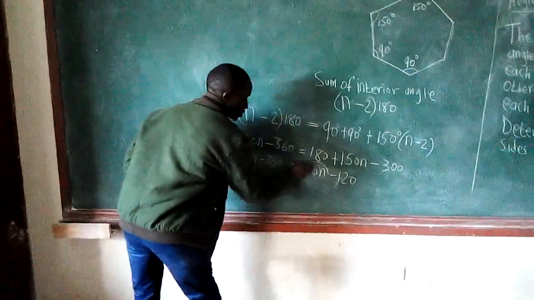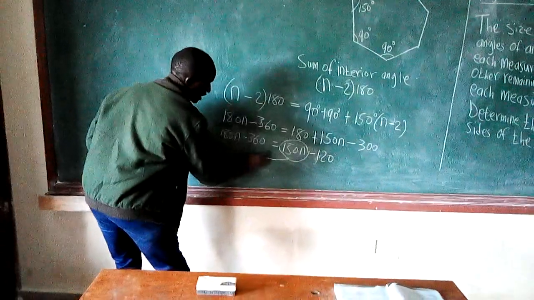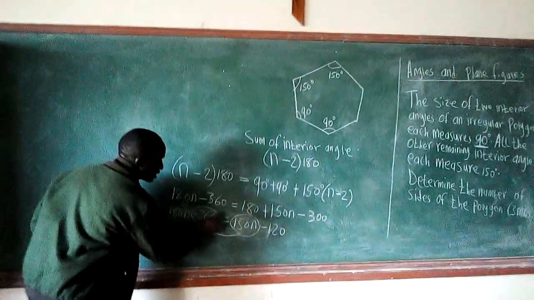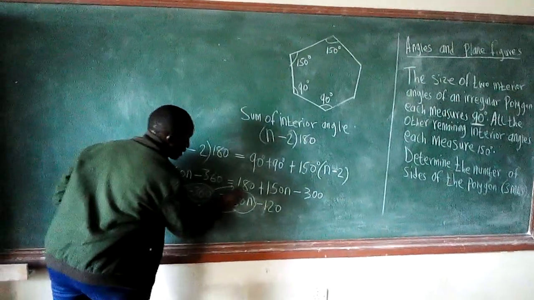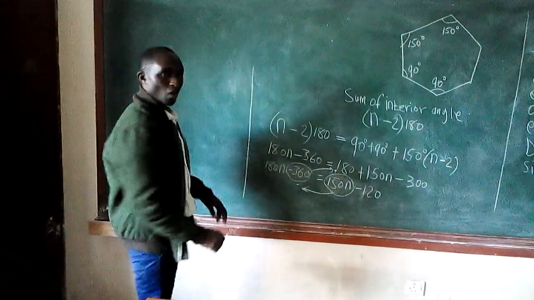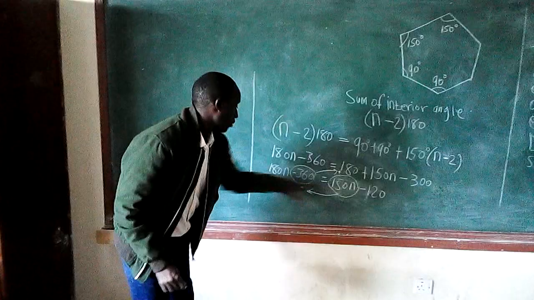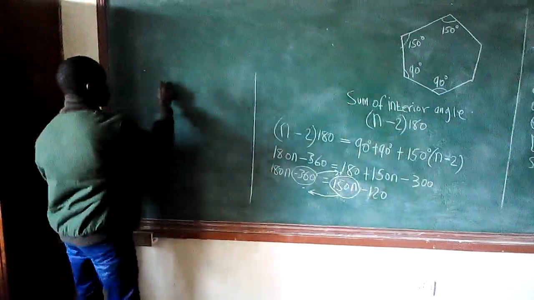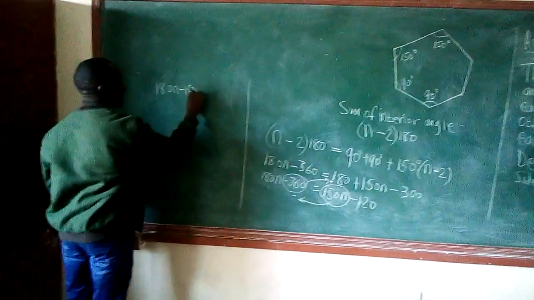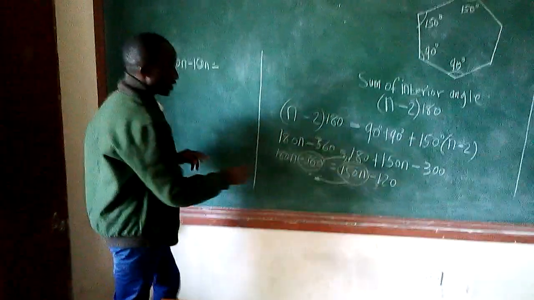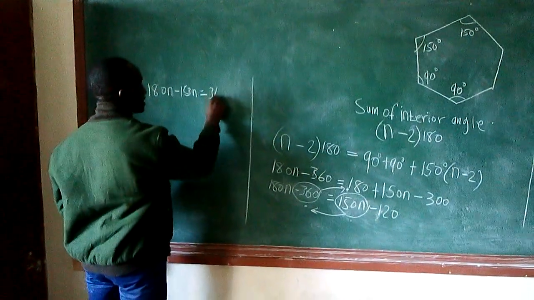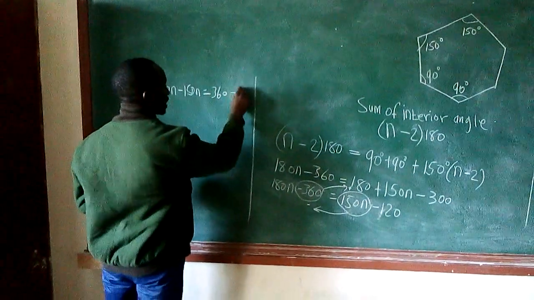We pick this one, take it to the other side. It is going to be minus becomes plus. And then we take this one to the other side. It's going to be plus becomes minus. Therefore, we are going to have 180n minus 150n, which is equal to, this one we have taken to the other side, 360 minus 120.